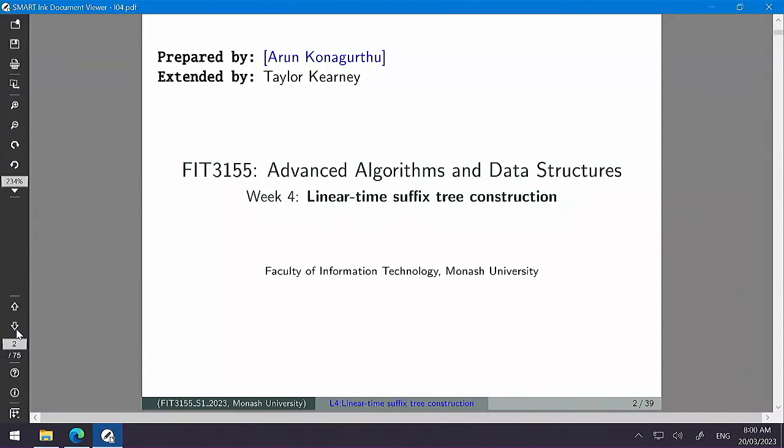So week 4, we're going to start a new topic. In a way, it's a progressive journey into the delightful world of string algorithms, really real world as well. So the topic is suffix trees.